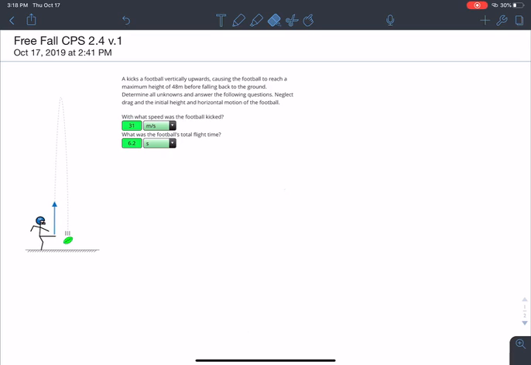We have a football player who kicks a football vertically upwards, causing the football to reach a maximum height of 48 meters before falling back to the ground. We're tasked with determining all unknowns and answering the following questions. With what speed was the football kicked, and what was the football's total flight time? So we're looking for speed and flight time. You can see the answers are there. I'm going to show you how I arrived at those.